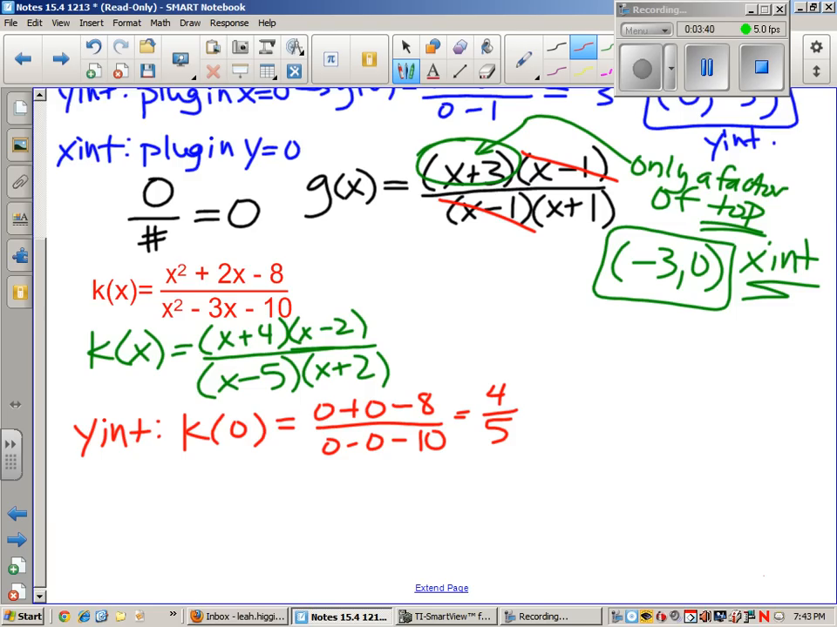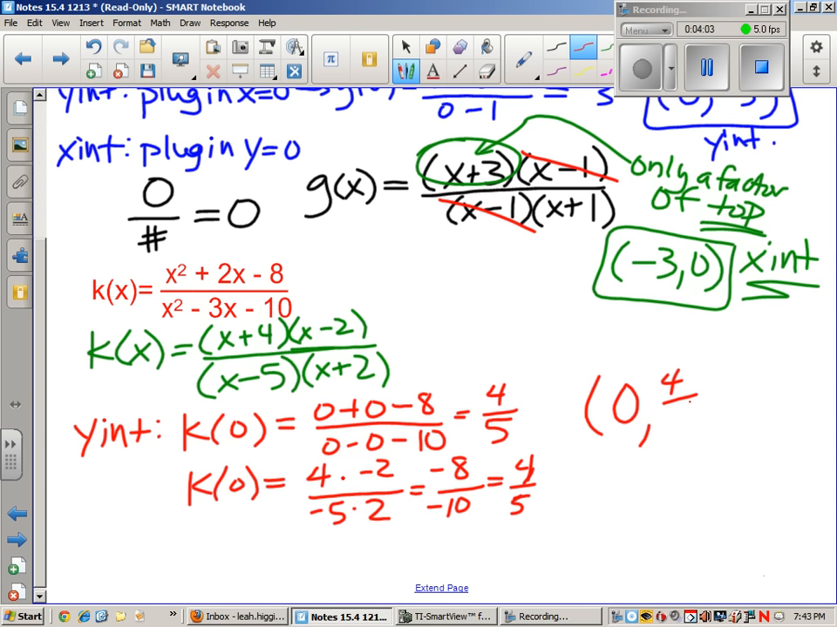If I did it in the other one, 0 plus 4, that's 4. 0 minus 2, that's negative 2. 0 minus 5, and 0 plus 2, right? I get negative 8 over negative 10. Same thing, I get 4/5. It really doesn't matter which one you plug it into for the y-intercept because you should be getting the same thing. It's still equivalent. So my y-intercept is 0, 4/5.